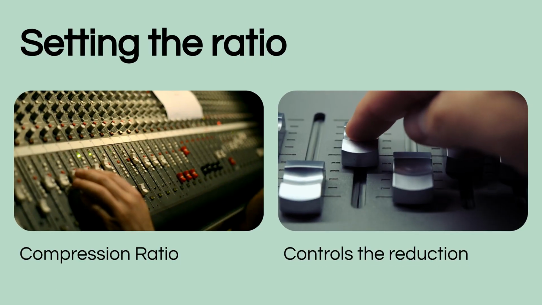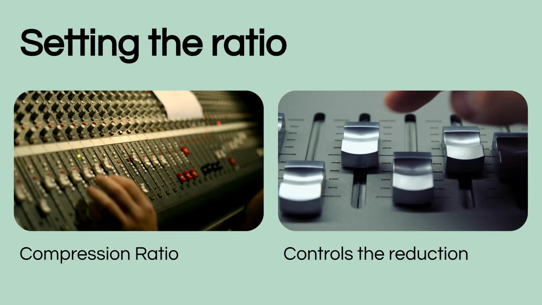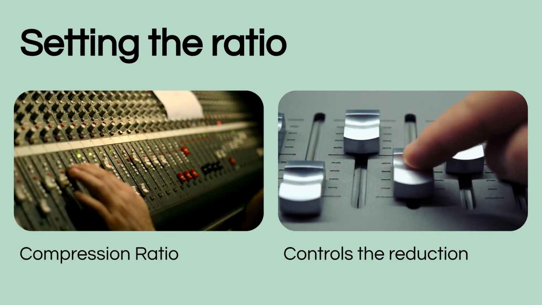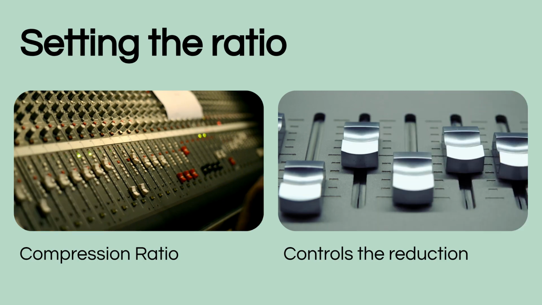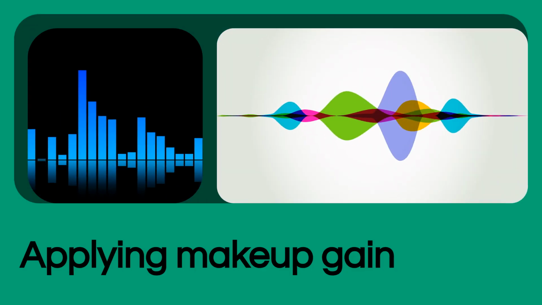Next is the ratio. This determines how much the volume is reduced once it crosses the threshold. A ratio of 2 to 1 means that for every 2 decibels over the threshold, only 1 decibel is passed through. After compression, your overall volume might drop.